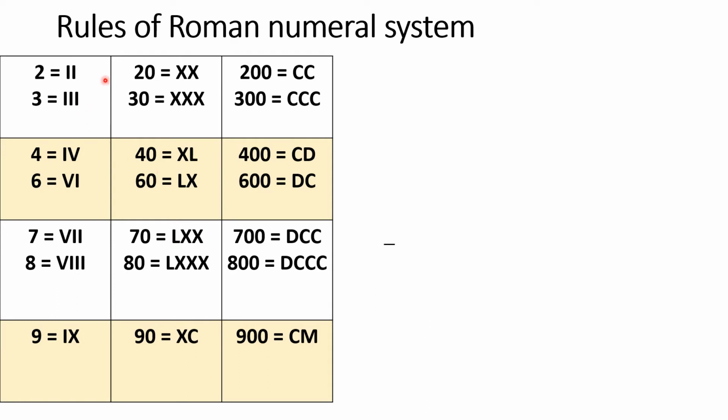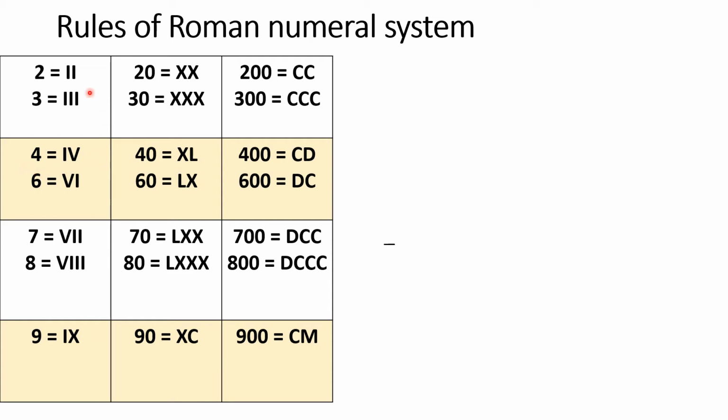I have told you about this table, and if we know the values of these numbers in Roman form, then we can easily form any Roman numeral, whether large or small. Just see here, for 2 we use II. For 3 we use III. For 4 IV. For 6 VI. VI means 5 plus 1 equals 6. And why IV? Because I is smaller than V, that's why we write it IV, and the meaning of this is 5 minus 1 equals 4.